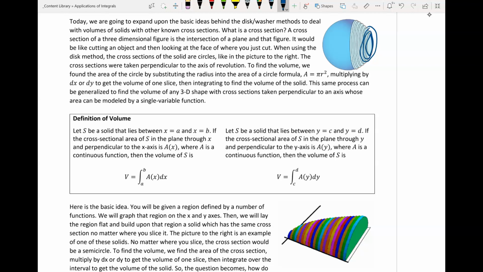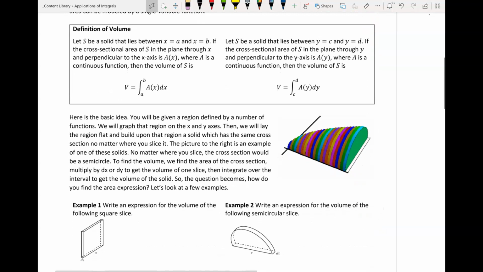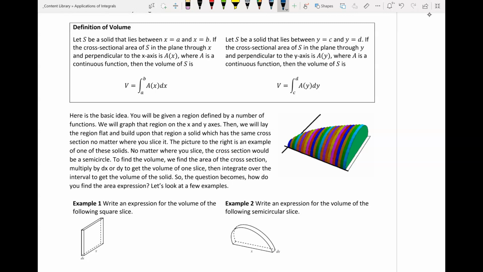If we want to find the volume, we just need to find the area of the circle by substituting the radius into the area of the circle formula. Then we multiply it by dx or dy to get the volume of that one slice, and then we integrate over an interval. So the definition of volume through integration is that we integrate the area from a to b, where the solid lies in between, and then we'll find the volume.